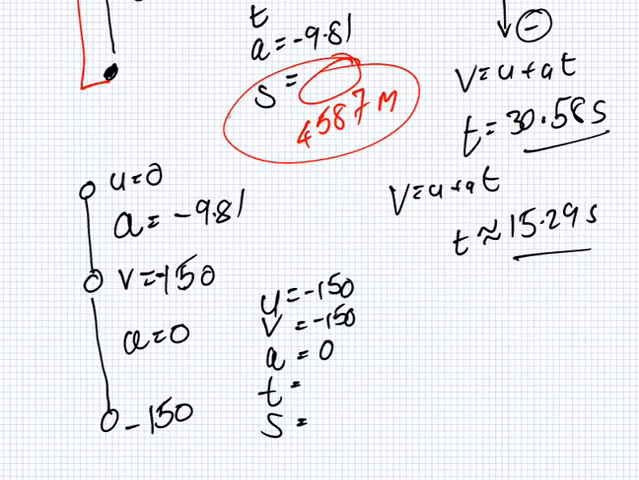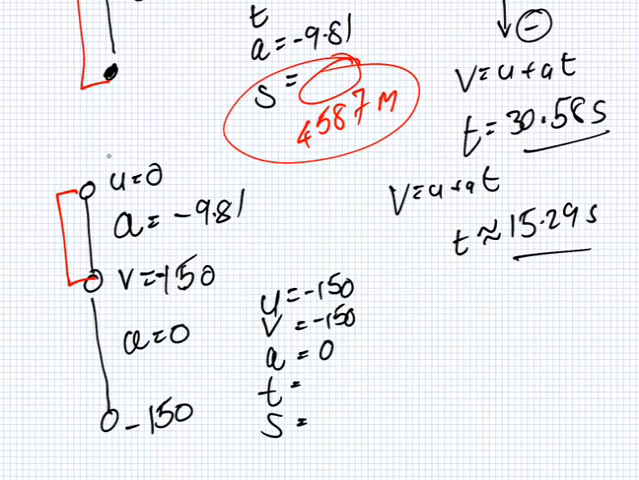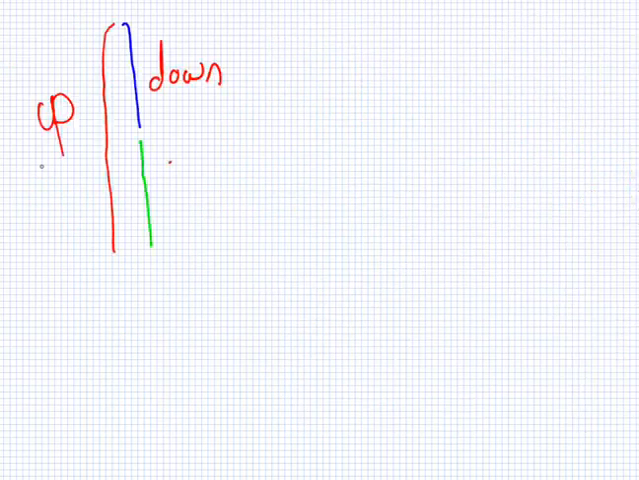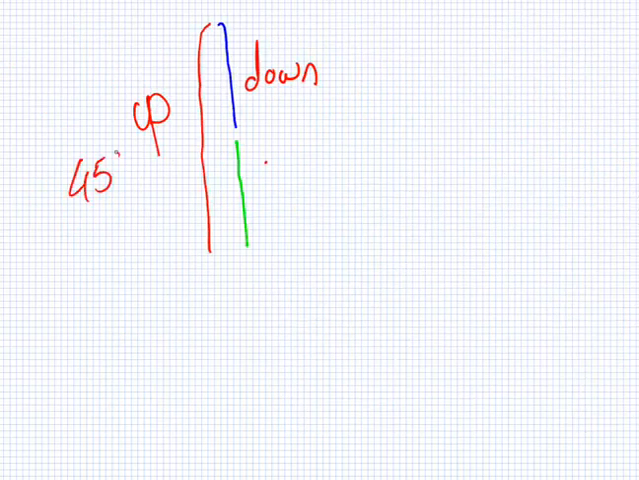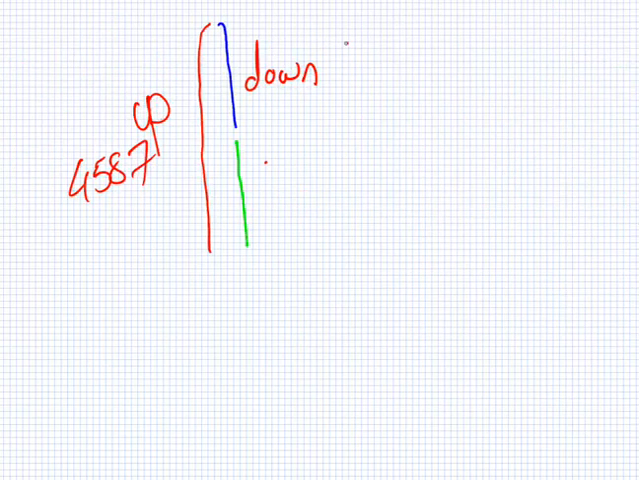So what's the A though? We'll still say that the A is roughly minus 9.81. I know it won't be exactly minus 9.81. Should it be bigger than 9.81 or smaller than 9.81? Smaller. So we'll just say it's roughly 9.81. So I want the time. Again, V equals U plus AT. So I get T is roughly 15.29 seconds.